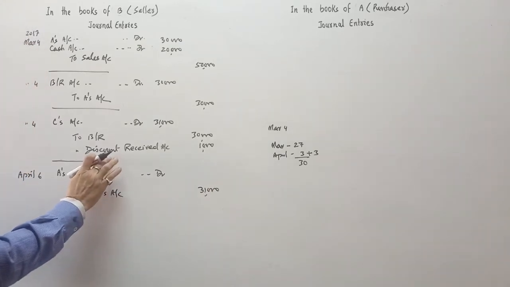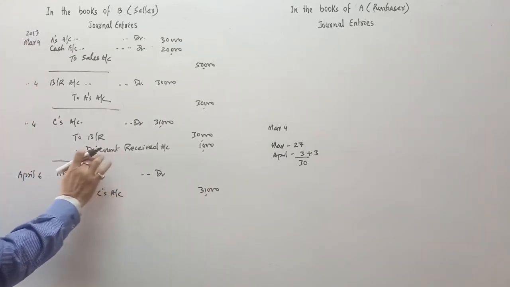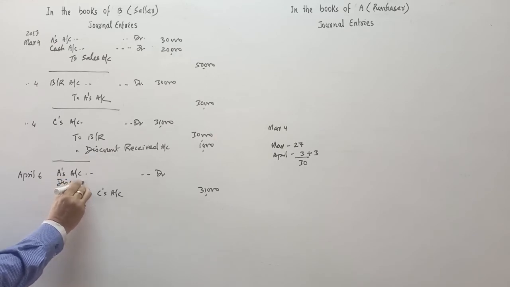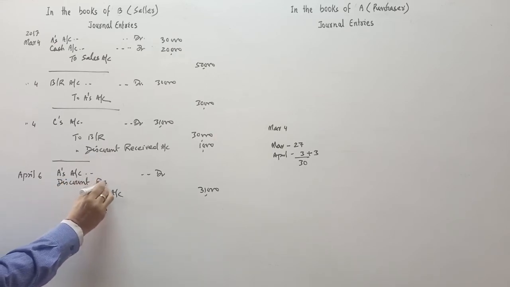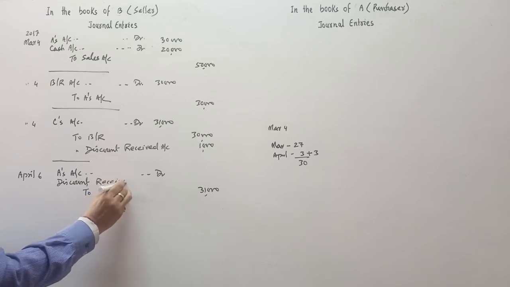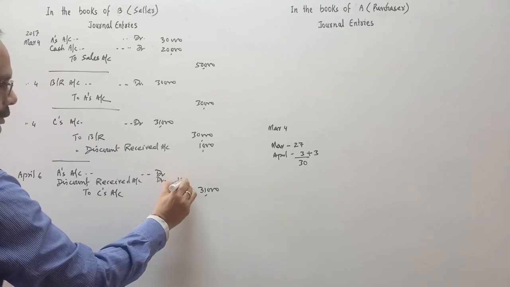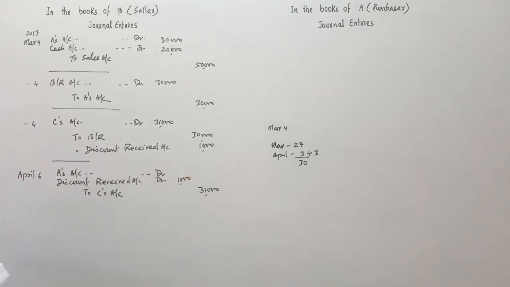Discount received will be cancelled. Discount received will also be cancelled, because when the bill is dishonored, discount received will be cancelled. Discount received account will be debited, which was credited earlier by 1,000. This will be cancelled. Okay.